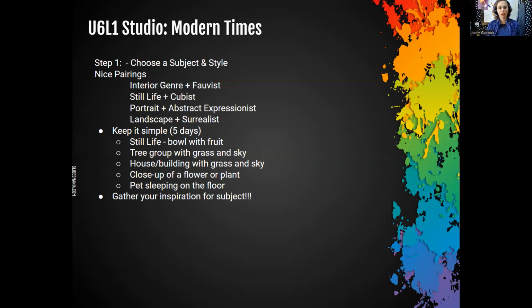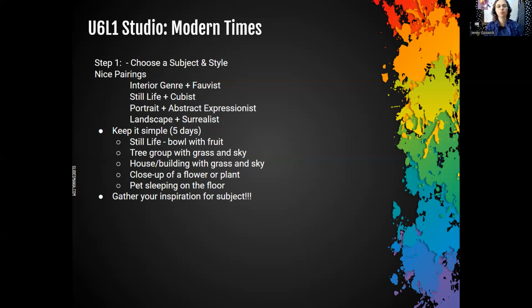So when you think about pairings, if you did decide to do an interior genre scene, Fauvism does go really well with that. Or if you decide you want to do a still life and you're struggling, Cubism fits well with that. So there's a couple of examples of different subject matter that pairs well with different styles. So if you're struggling, you could use one of those pre-established pairings.